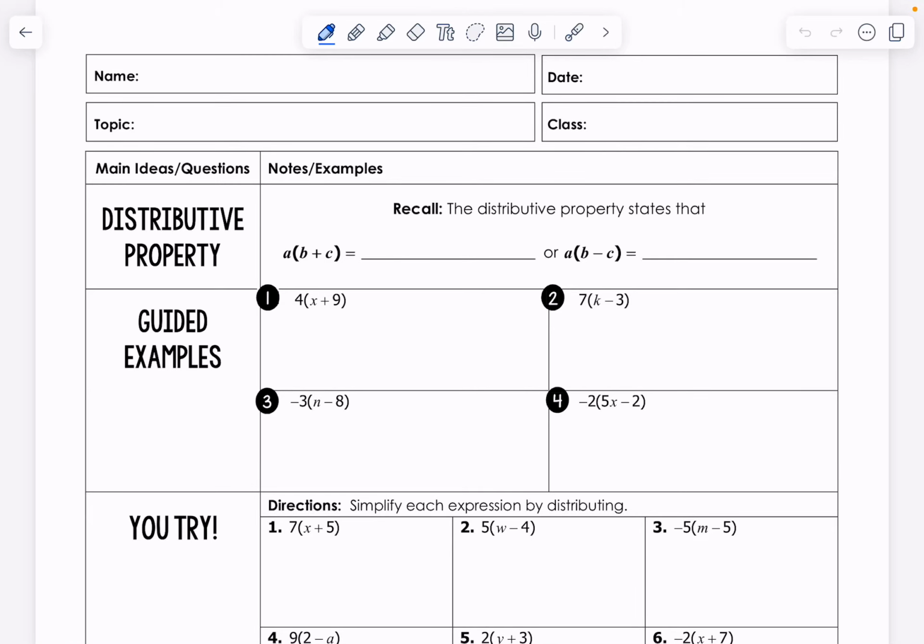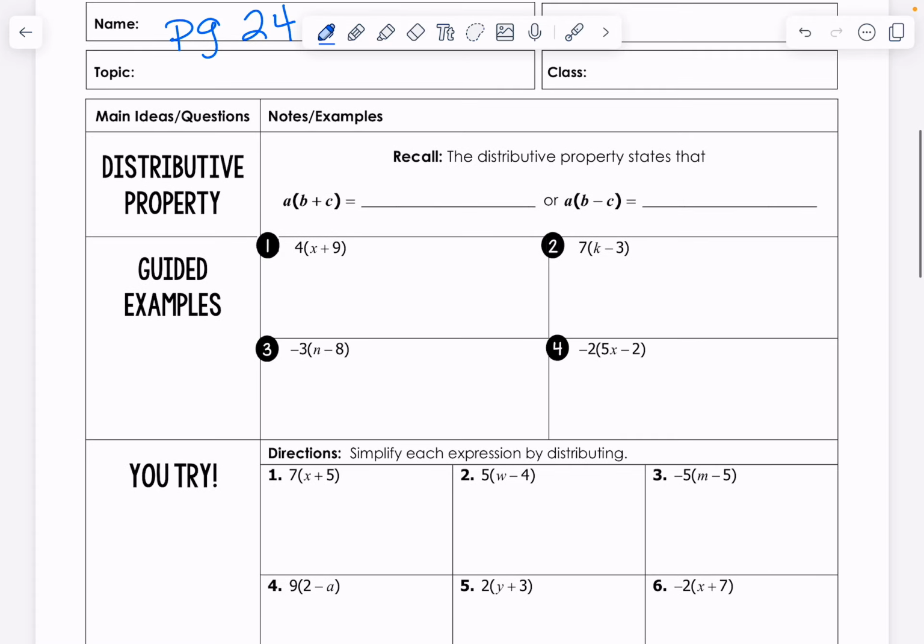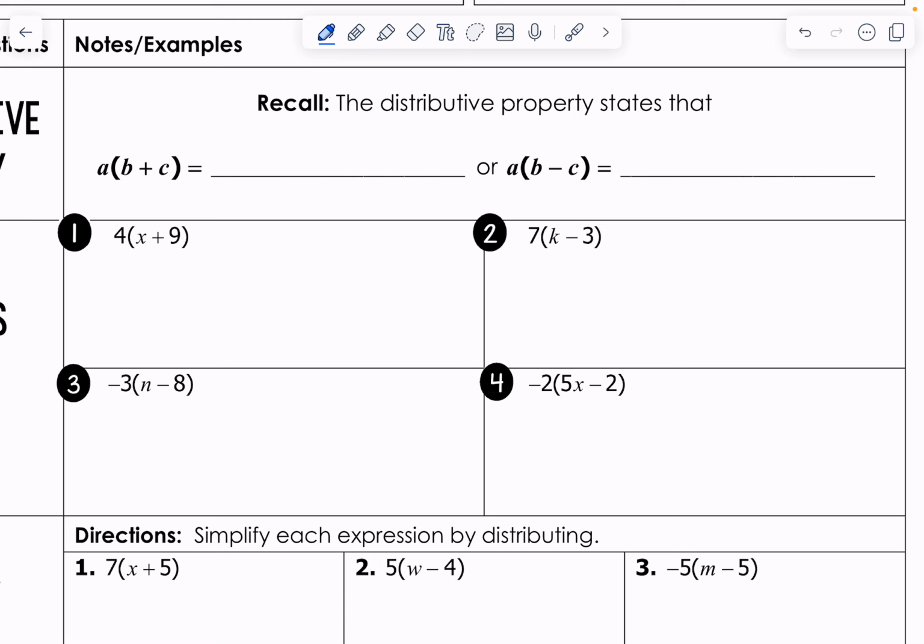If you could please turn to page 24, we're going to go ahead and take some notes about the distributive property. The distributive property is what we need to use when we have a product that involves more than one term. So I'm going to talk about this: A times the quantity B plus C. Notice, since we have a sum that we are multiplying to, that sum is in parentheses.